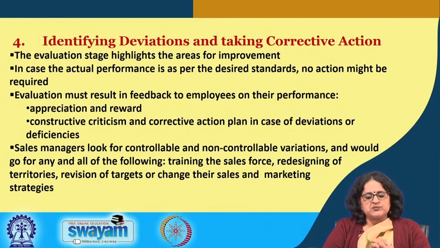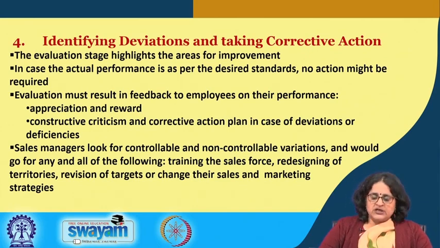So in case the actual performance is as per the desired standard, no action is required. But in case the actual performance is not as per standards, definitely some action needs to be taken. So evaluation must result in feedback to employees on their performance, either as an appreciation and reward if actual performance is as per the desired or even more. But in case not, then there has to be constructive criticism and a corrective action plan in case of deviations and deficiencies. So sales managers look for controllable and non-controllable variations and would go for any and all of the following. They could go for training of the sales force, redesigning of the territories, revision of the targets, or change their sales and marketing strategies. So these are the different kinds of actions that they may have to take.